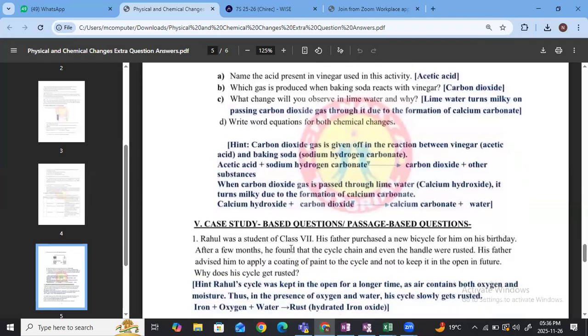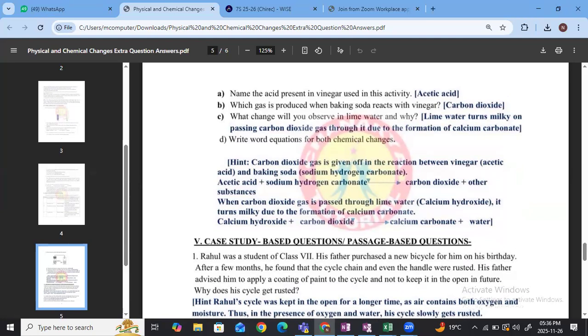Next is Rahul was a student of class 7th. His father purchased a new bicycle for him on his birthday. After a few months, he found that the cycle chain and even the handle were rusted. His father advised him to apply a coating of paint on the cycle and not to keep it in the open in future. Why does his cycle get rusted?